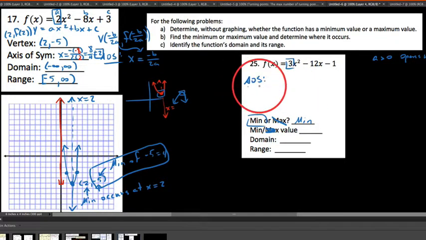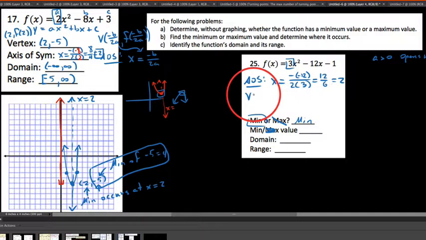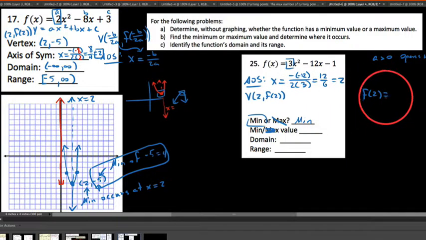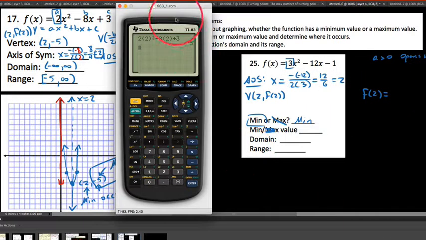Let's start with this. Axis of symmetry, because this is in standard form, we get negative b over 2 times a. So our negative 12 over 2 times 3 would actually give us 12 over 6, which comes out to be 2. So our vertex then would have to lie at 2, f of 2. Our only job is to go find what f of 2 equals.